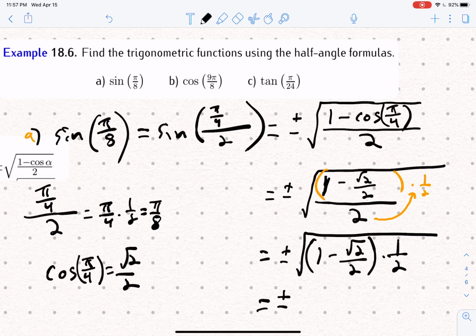So we have plus or minus radical, and multiplying through we get 1/2 minus 1/2 times radical 2 over 2. We're going to multiply the numerators 1 times radical 2 together, and that's the radical 2 on top, and then 2 times 2 is 4 on the bottom. So this is 1/2 minus radical 2 over 4.